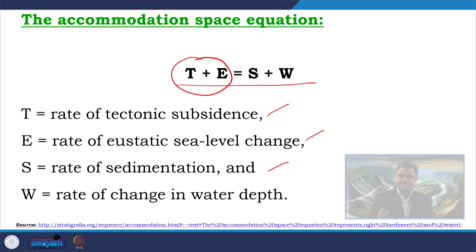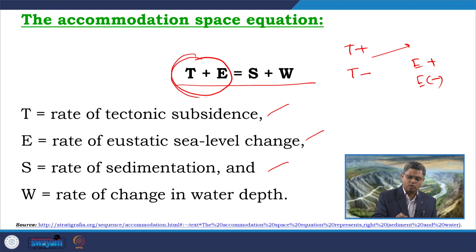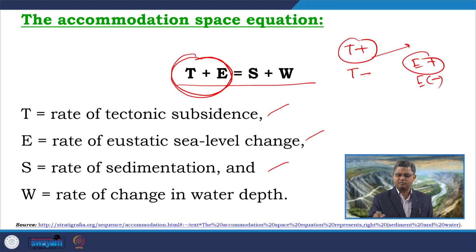So, when T is positive, that means subsidence is going on. If uplift or exhumation is going on, T is considered negative. Similarly, if we get a sea level rise, E will be positive. If there is a sea level fall, E will be negative. So, the resultant accommodation created by these factors on the left hand side is controlled by the conditions of T and E. Somewhere T may be negative and E positive, somewhere T may be positive and E negative, somewhere both may be positive, somewhere both may be negative.